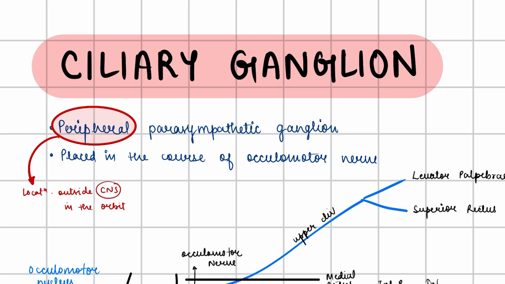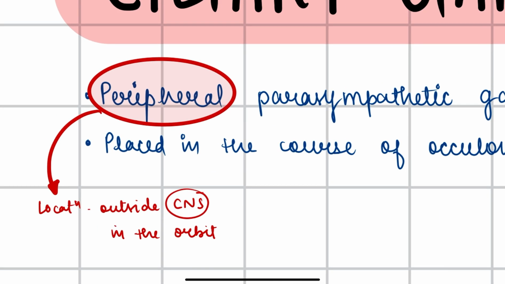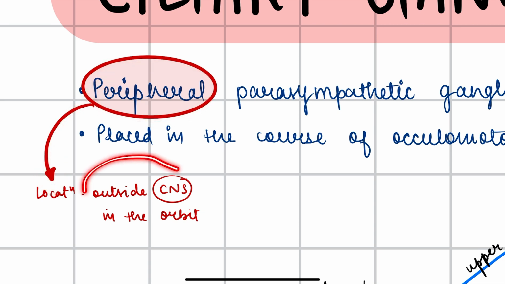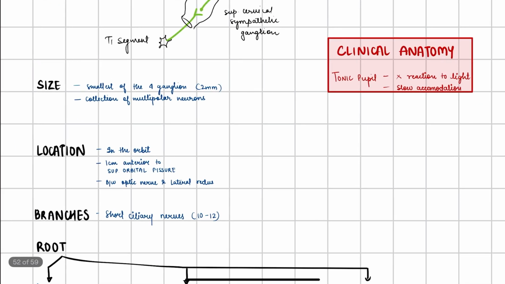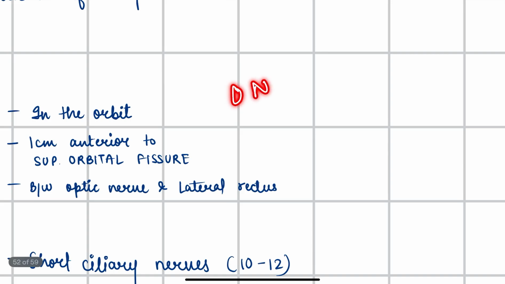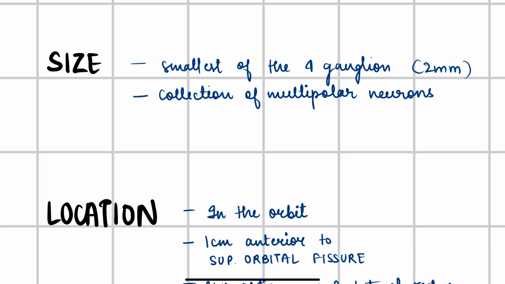So let's get started. The ciliary ganglion is the peripheral parasympathetic ganglion placed in the course of the oculomotor nerve. Now, why is it called peripheral? Because of its location, which is outside the CNS in the orbit. It is present in the orbit and it is only 1 centimeter anterior to the superior orbital fissure. It is between the optic nerve and the lateral rectus muscle, and it's very small.